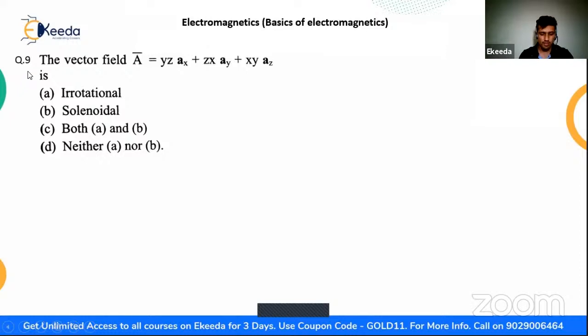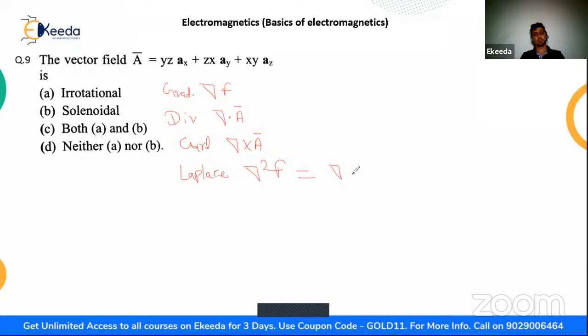In that case we have derived 4 things now. Del of F, the gradient of a scalar; the divergence of a vector, del dot A; and then the curl of a vector. A is any vector. It may be electric field, magnetic field, velocity vector, or any physical vector. Gradient, divergence, curl, and then there is the Laplace or Poisson equation, which operates as del square of a scalar, which equals the divergence of the gradient of a scalar.